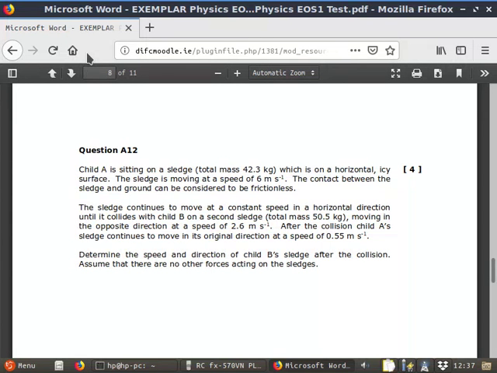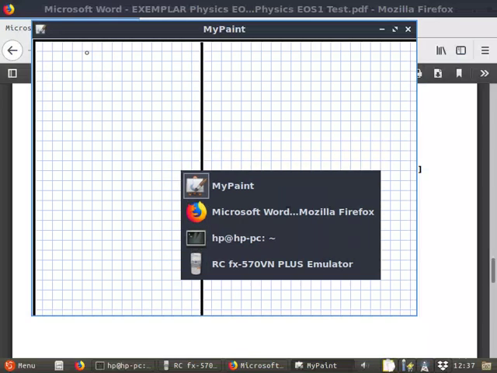I hit with child B, moving in the opposite direction. Nice. So, head-on collision. The one's going this way, one's going that way, opposite direction, boom. After the collision, okay, let's draw the picture here.